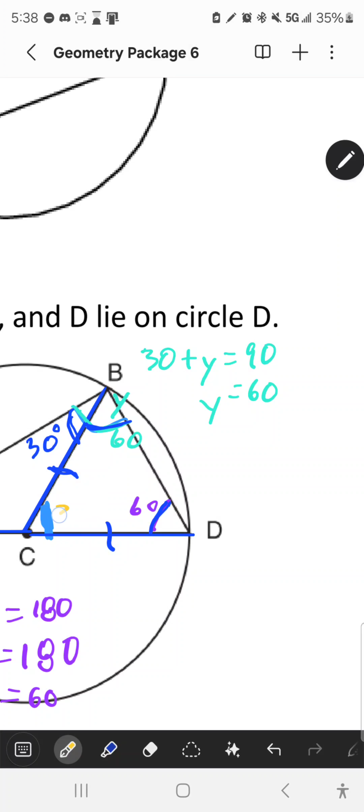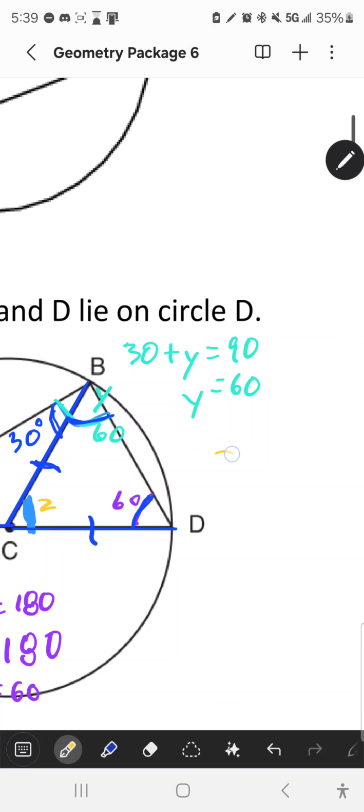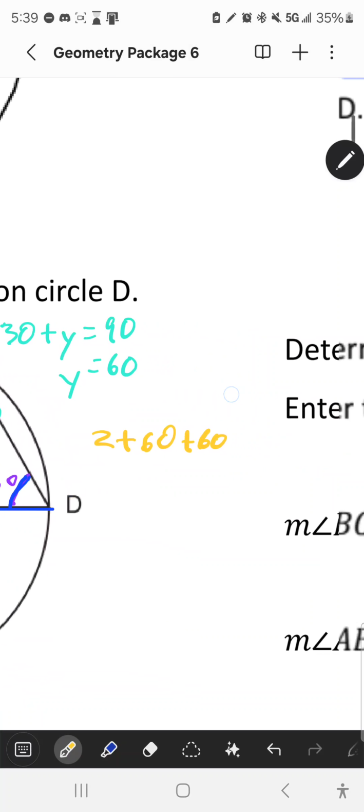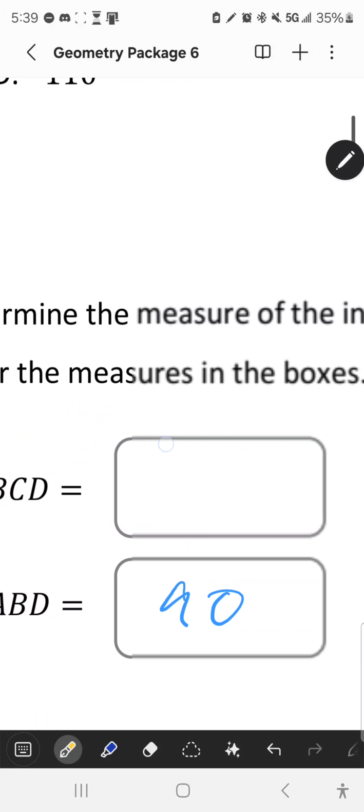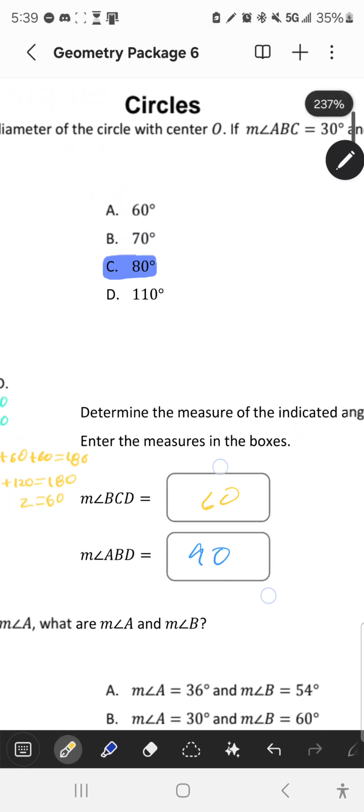So now we are looking for Z. I'm just going to call it Z. So Z plus 60 plus 60 is going to equal 180. 60 plus 60 is 120, and 180 minus 120 is 60. So that's our answer here.